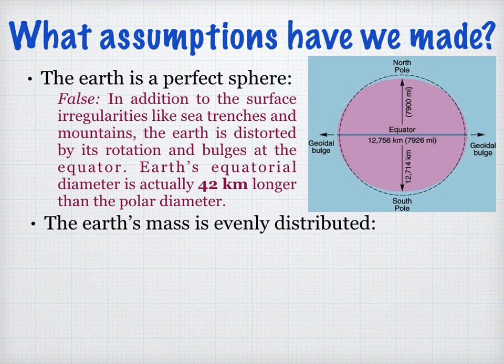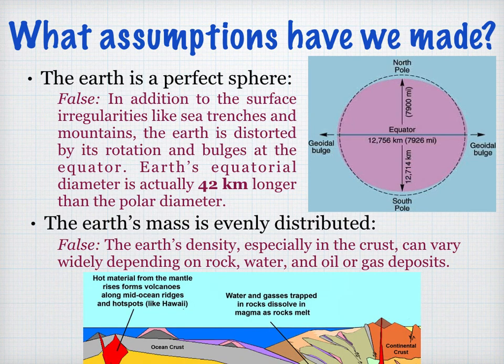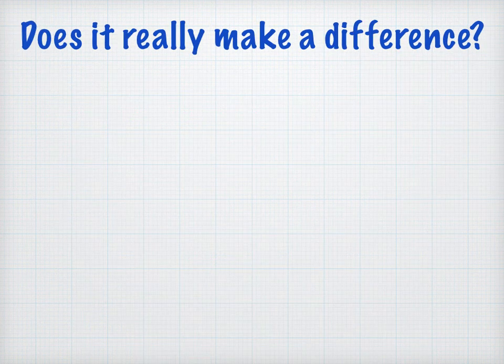Another assumption we made is that the mass is evenly distributed. And this is also false. Earth's density, especially in the crust which is close to us, can vary widely depending on the rock, water, oil, gas, and other deposits that are down there. So it can differ very widely locally. So naturally you might ask, does this make a difference, and if so, how much?